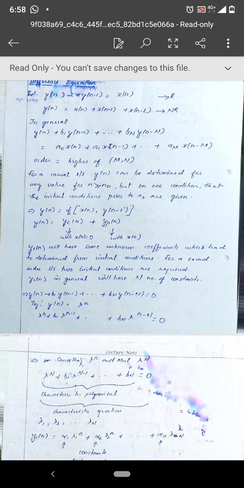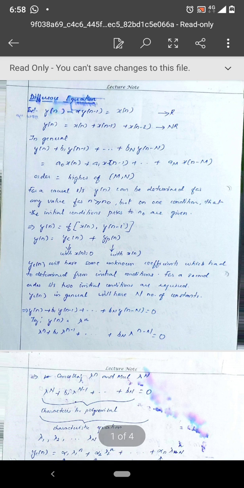The first one is called a recursive equation. That is why I have marked R there. Recursive equation in the sense that the total equation represents a system, and that system has a feedback. That is why it is called a recursive equation.